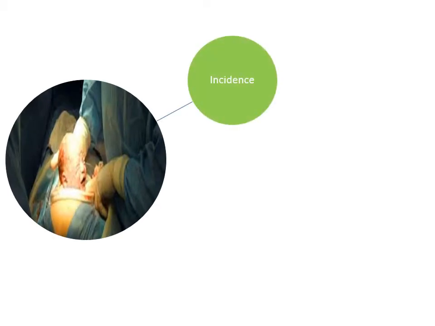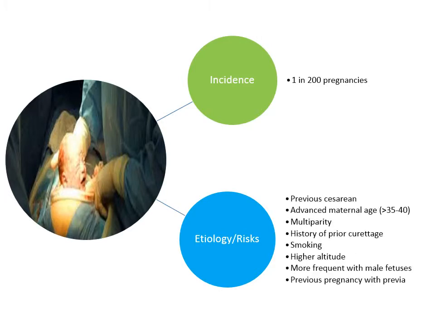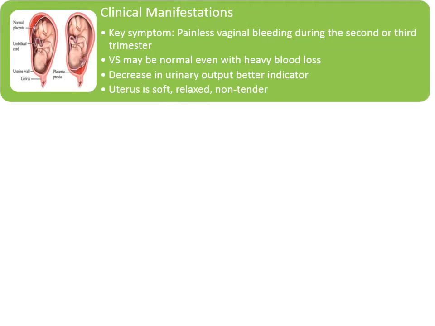Placenta previa occurs in 1 in 200 pregnancies. Risks include previous C-section birth, advanced age greater than 35 to 40 years, multiparity, history of smoking, and living at a higher altitude. Incidence is more frequent with male fetuses and with previous placenta previa. The cardinal symptom is painless, bright red vaginal bleeding during the second and third trimester. It is usually diagnosed by ultrasound prior to bleeding occurring.